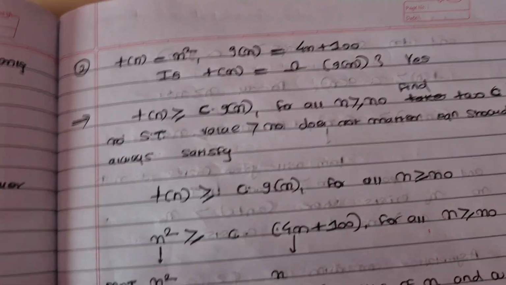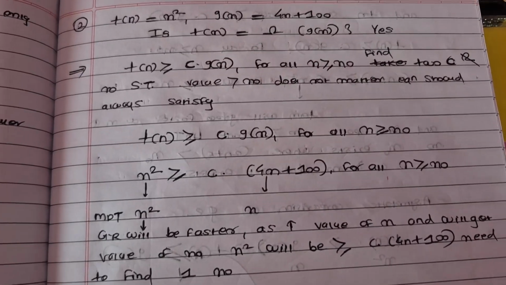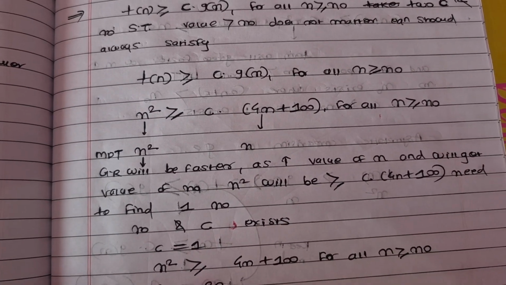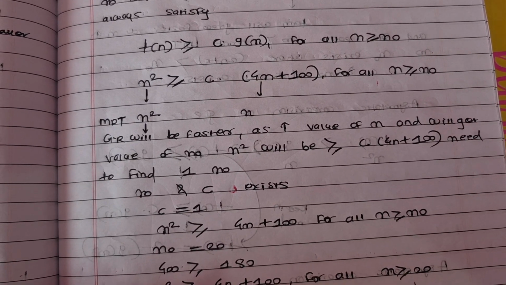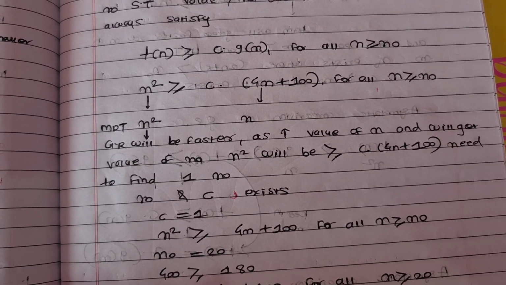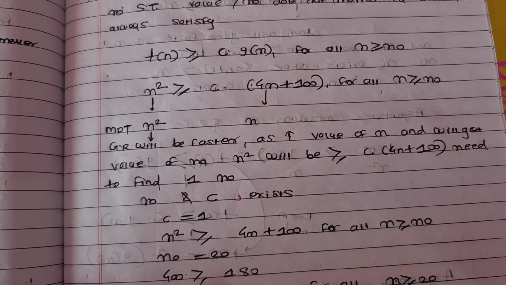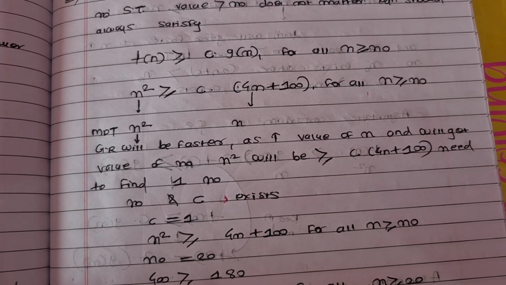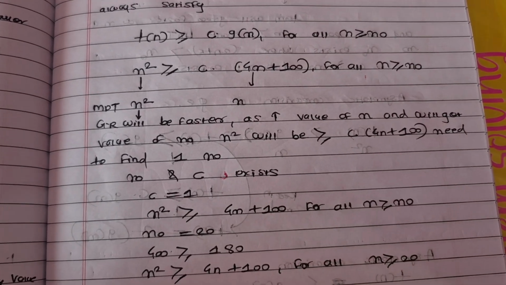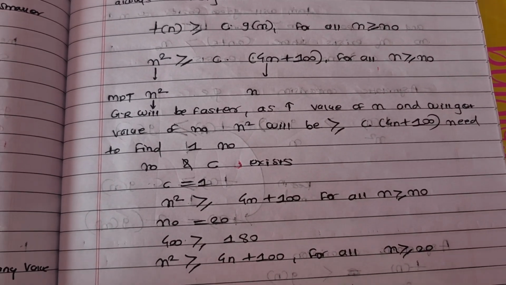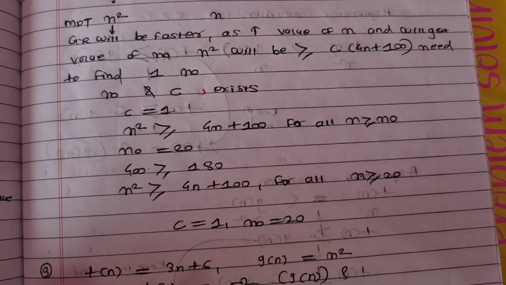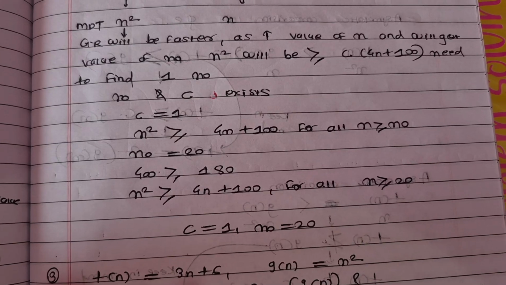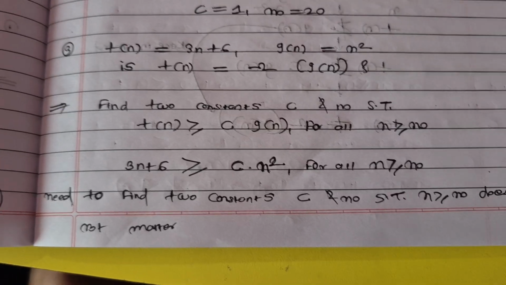The second example is also the same process, comparing the most dominating term. Here n square is there, so obviously the growth rate will be faster as we increase the value of n, and the value of n square will be greater than or equal to this equation. So we have taken c equal to 1 and n naught is 20, and it satisfies. I think we'll be doing an asymptotic comparison in the next question.